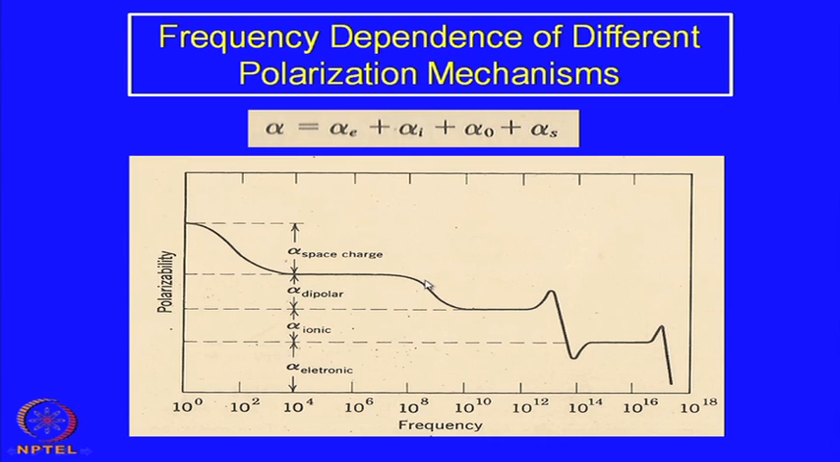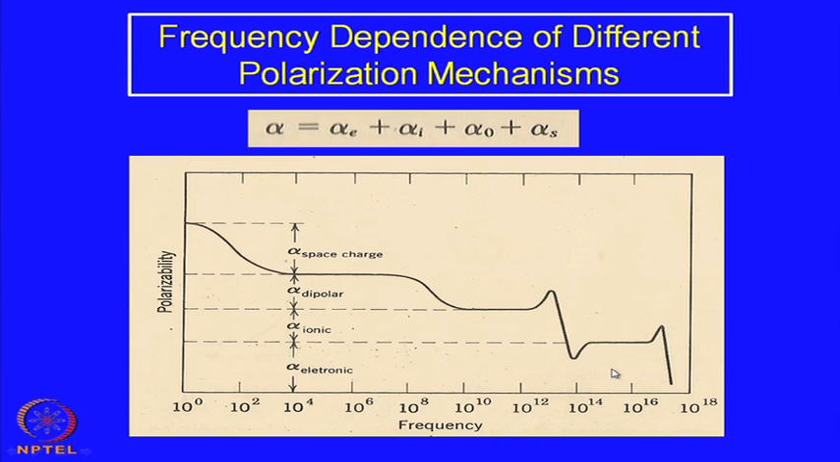Whereas, once again if you increase the frequency to about 10 to the power 10 hertz, around the gigahertz range, then you will find that 2 of them have disappeared, both the space charge and the dipolar. Ionic and electronic will still be there, because their relaxation time is much shorter, and so they can respond to very high frequencies.